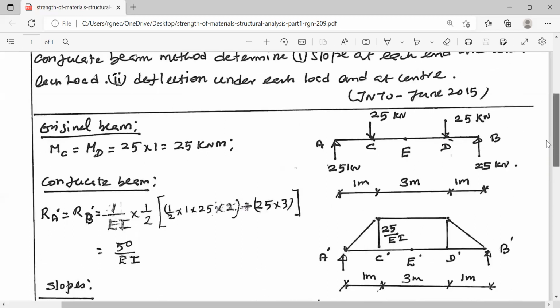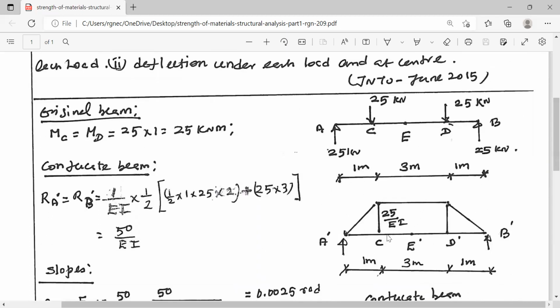And what about the loading on the conjugate beam? The loading on the conjugate beam is 1 by EI times the bending moment diagram. The bending moment diagram is one triangle varying from 0 to 25 at C. 1 by EI times means 25 by EI. Similarly, on this side, we have one triangular diagram for the bending moment diagram, that is 0 to 25 at D, and M by EI means 25 by EI.